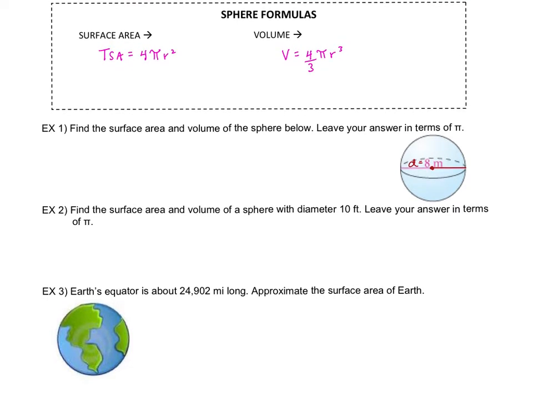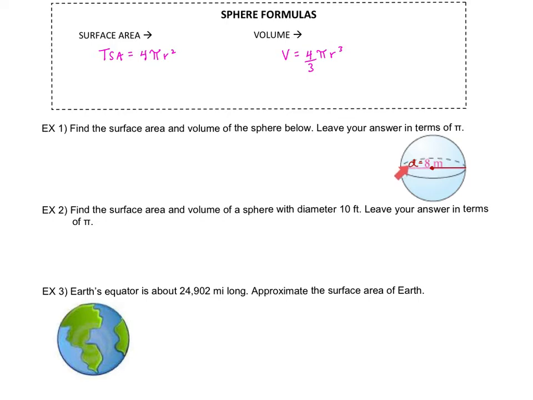So now we're going to apply these 2 formulas in a couple of example problems below. Let's look at number 1. It says find the surface area and the volume of the sphere below. Leave your answer in terms of pi.